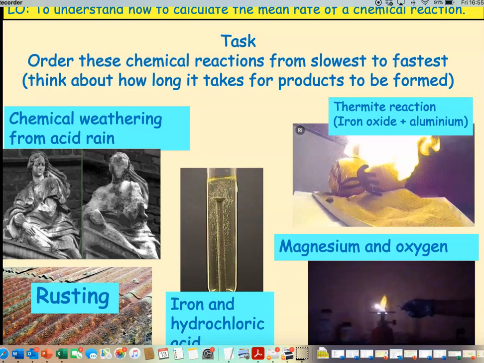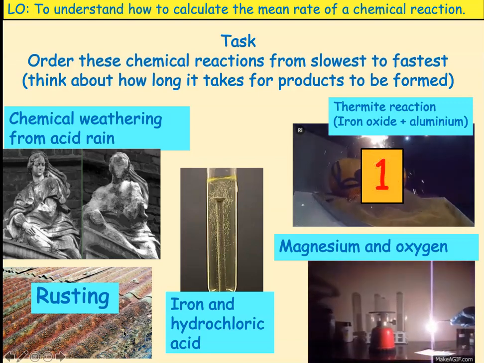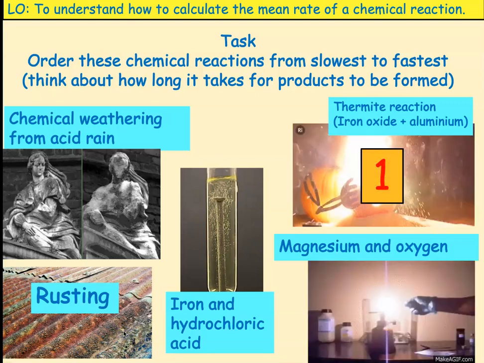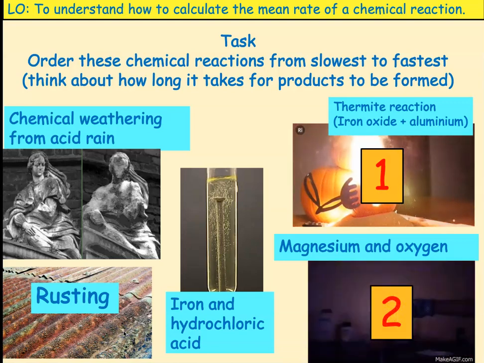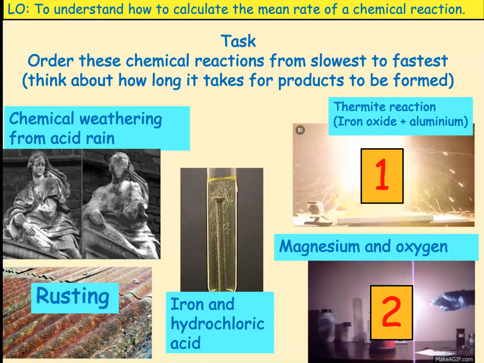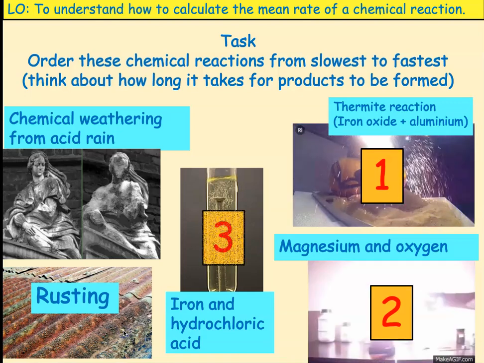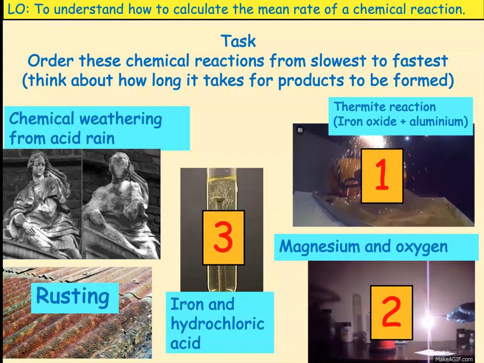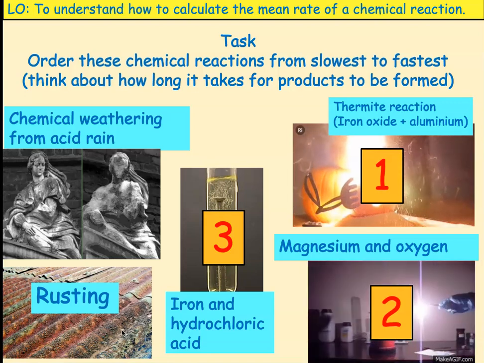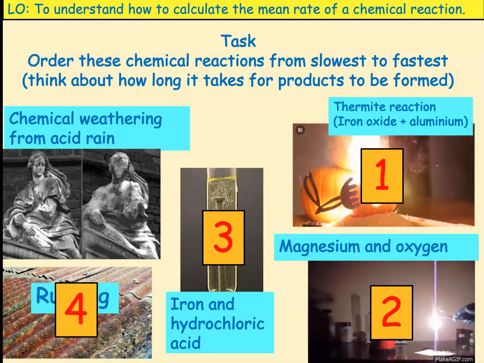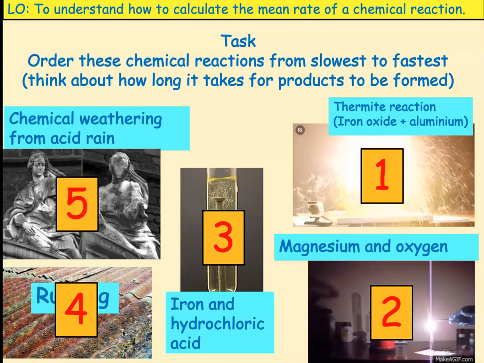Right, the one that goes the fastest is the thermite reaction. That's number 1. Number 2, the next fastest, is magnesium and oxygen. Because we can see some bubbles, we know it's reacting while we're looking at it. So iron and hydrochloric acid is the next one. Rusting occurs in days and weeks. So that's number 4. And chemical weathering takes years, so that's number 5.